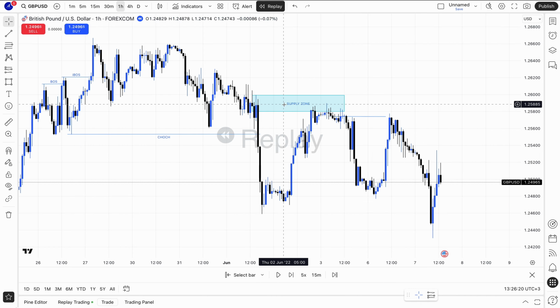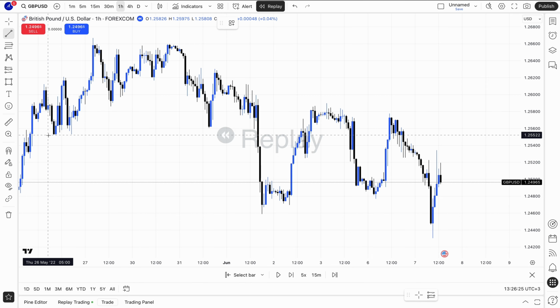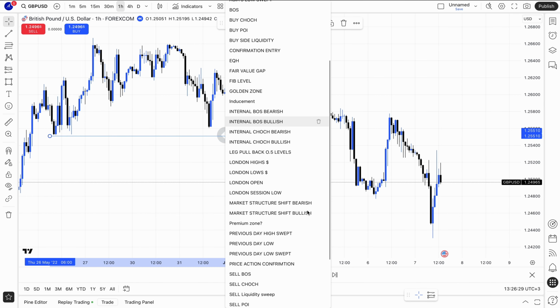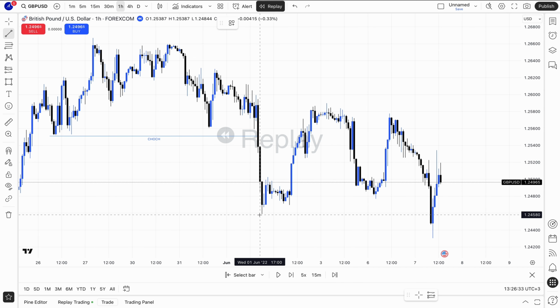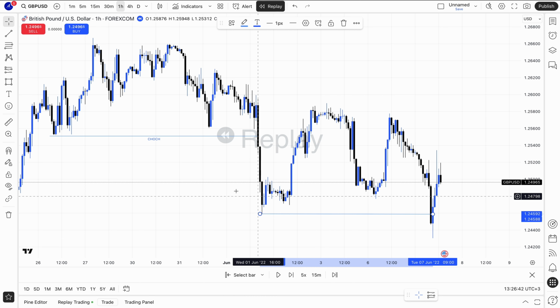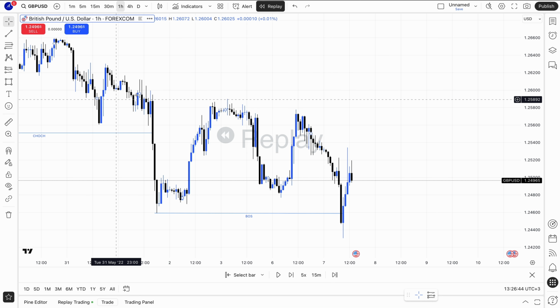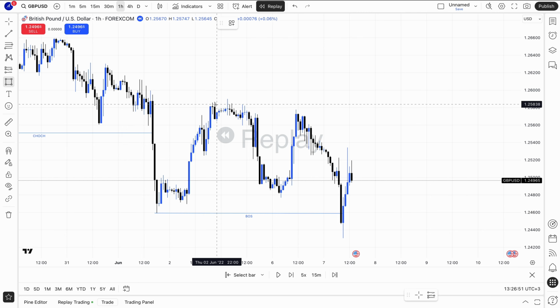Then we need to clear our chart. We have a break of structure to the downside. External structure. Then you have our change of character to the downside. So it's just now a waiting game.